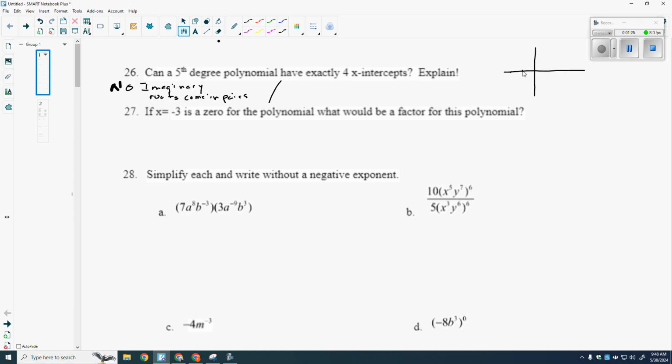having 1, 2, 3, 4 x-intercepts. Exactly 4 x-intercepts. If my graph looked like this, touched, bounced off, and went through, it has 1, 2, 3, 4 x-intercepts. But it has 5 zeros because this one here counts as 2. Remember, if your factor is squared, it has a multiplicity of 2. So you could say yes if one zero has a multiplicity.